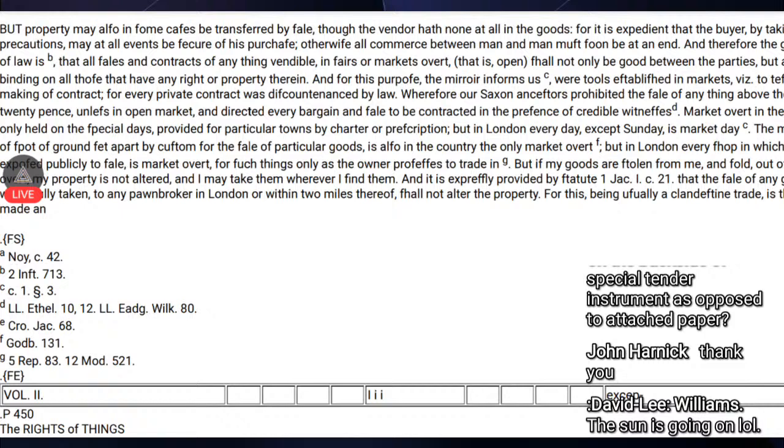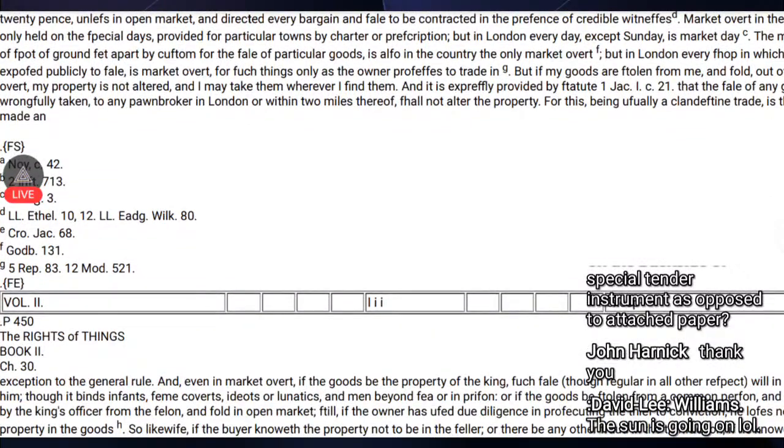And for this purpose the mirror informs us, tolls were established in markets, viz., to testify the making of a contract, for every private contract was discountenanced by law. Wherefore our Saxon ancestors prohibited the sale of anything above our value of 20 pence, unless in open market, and directed every bargain and sale to be contracted in the presence of credible witnesses. Market overt in the country is only held on the special days, provided for the particular towns by charter or prescription, but in London every day except Sunday is market day.